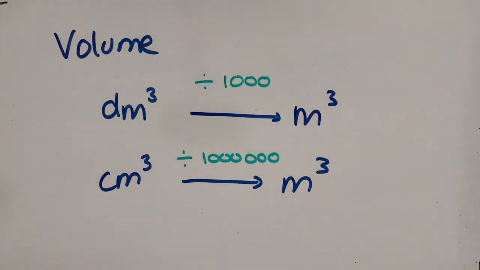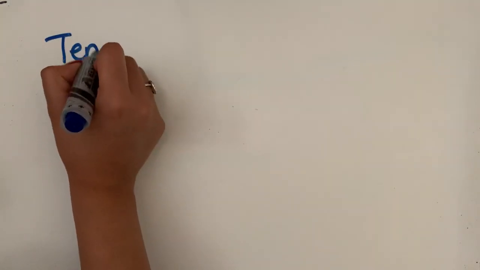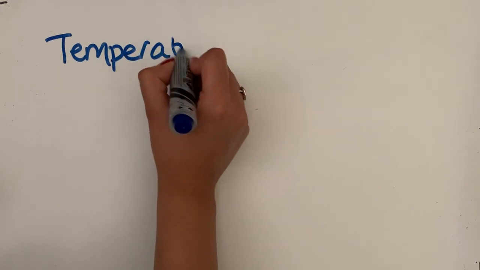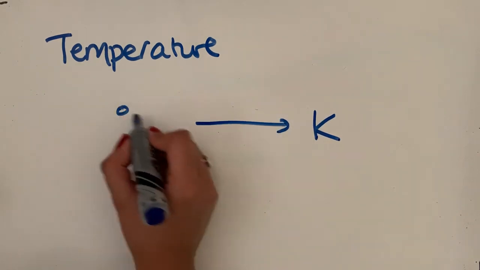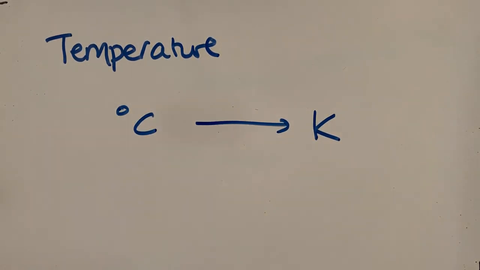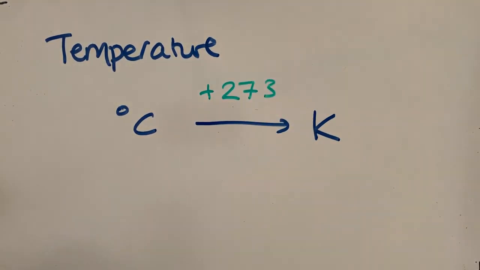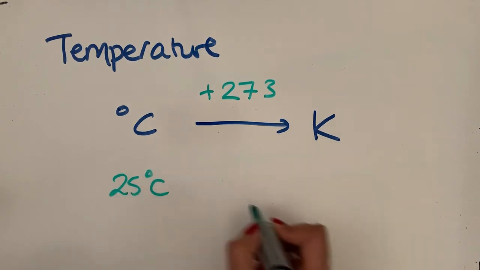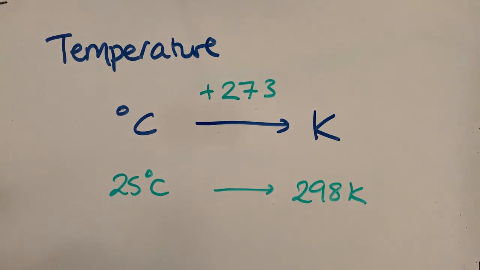Let's move on to our next one in PV equals nRT, which is temperature. We need to know how to convert to Kelvin. If we've got something in degrees Celsius, which is what it will usually be in, to convert into Kelvin, we must add 273. For example, if you've got 25 degrees Celsius, to convert it into Kelvin, we add 273, which is 298 Kelvin.